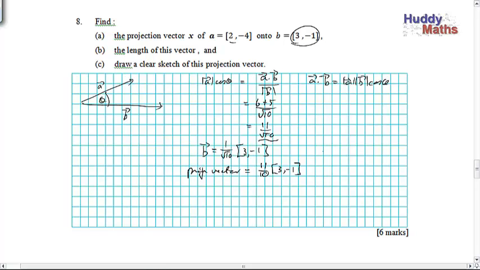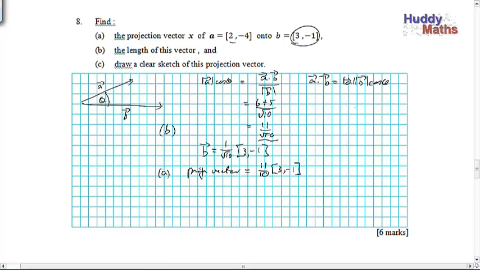So the idea there, of course, is that you're getting a unit vector in the direction of B, and then the projection is A dot B over length of B, and you're going to give that length to the vector. So that's actually part A, and part B we did up here, did the length of the vector first. Draw a clear sketch of this projection vector. All right, let's have a look.